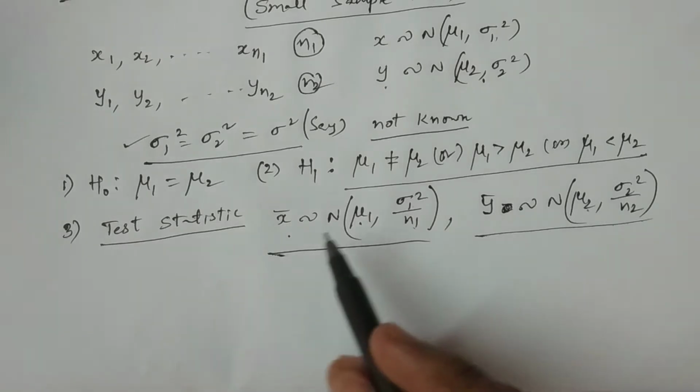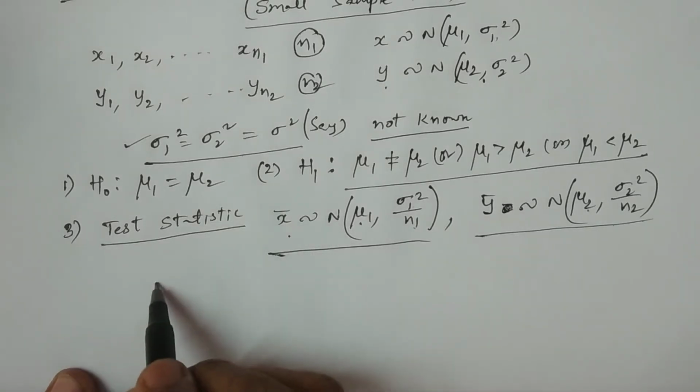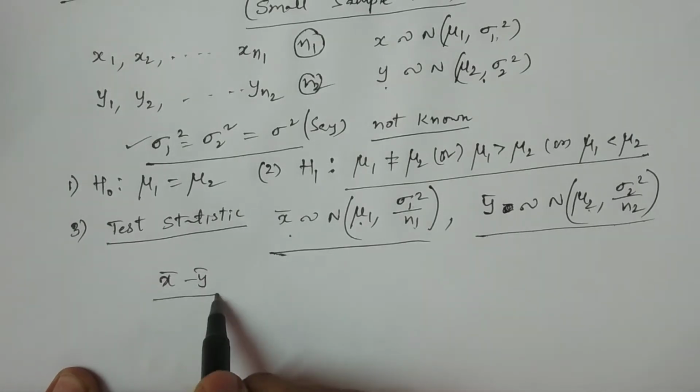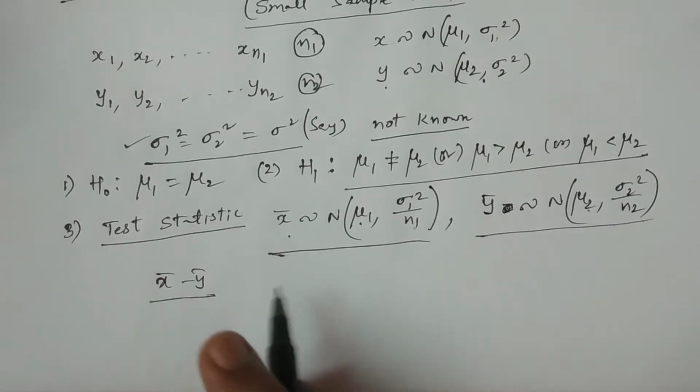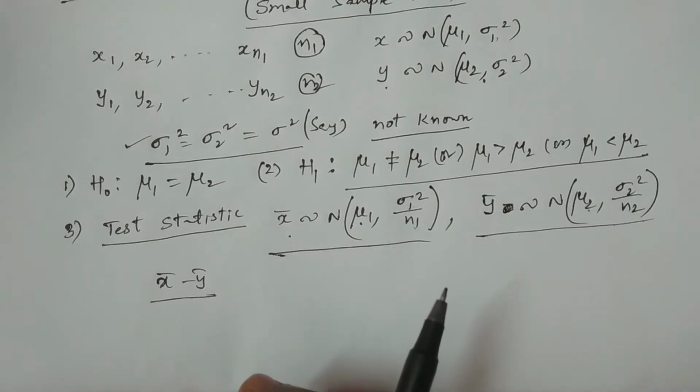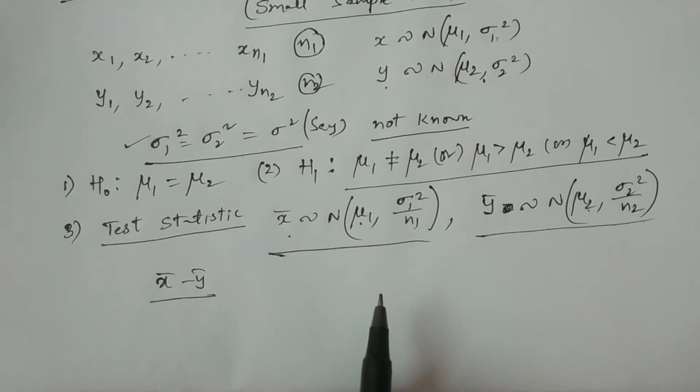Consider the distribution of X bar minus Y bar, because to construct the test statistic we have to consider two particular things. One, xi, that is the standard normal variate for the difference of means, and second, a chi-square variate. The t statistic is defined as the ratio of a standard normal variate to the square root of a chi-square variate divided by its degrees of freedom. That is the Fisher t statistic, right?